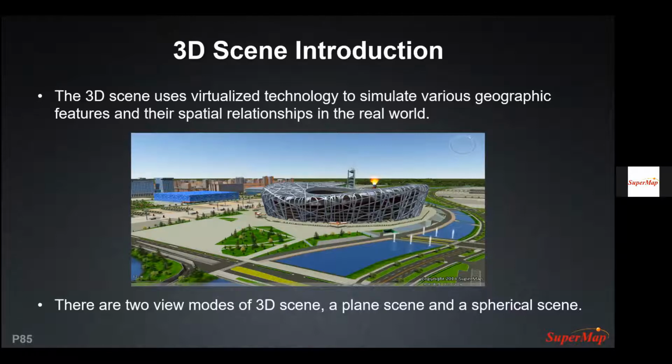A plane scene can open data without a coordinate system or with a local coordinate system, while a spherical scene can open 3D data with a coordinate system defined on that data. For example, if we have 3D Max data, and this data has a coordinate system, for example WGS 1984 or UTM or any other coordinate system, we can open it as a spherical scene. But if these datasets don't have any coordinate system defined, we need to open it as a plane scene.